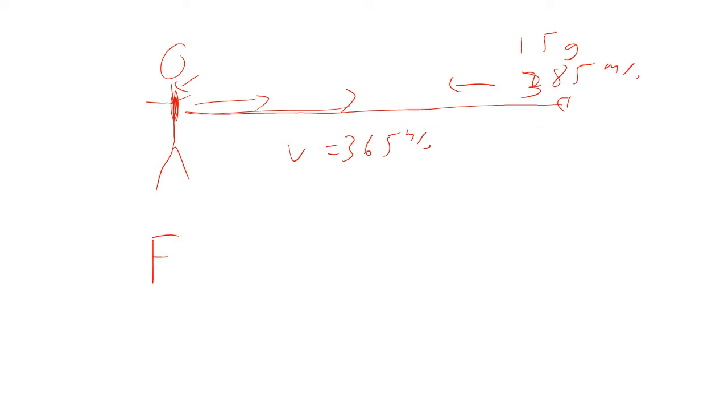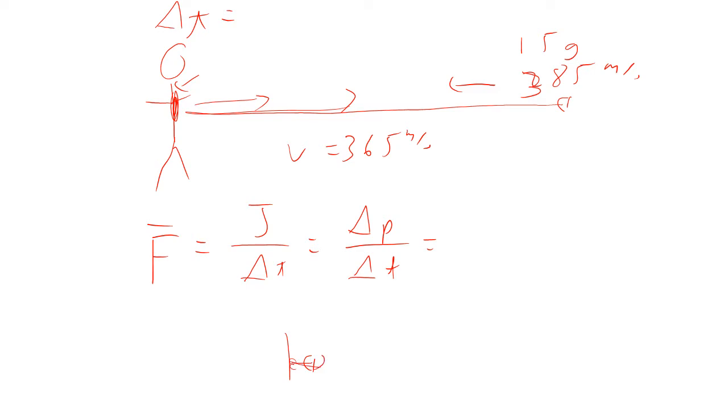Well, we know that the average force is going to be the impulse over the time interval. So that's the change of momentum over the time interval. So we need to know how long it takes for this impact to happen. As the bullet comes in, it deforms a little bit and ricochets off. So let's say the time interval is going to be 1.5 milliseconds.